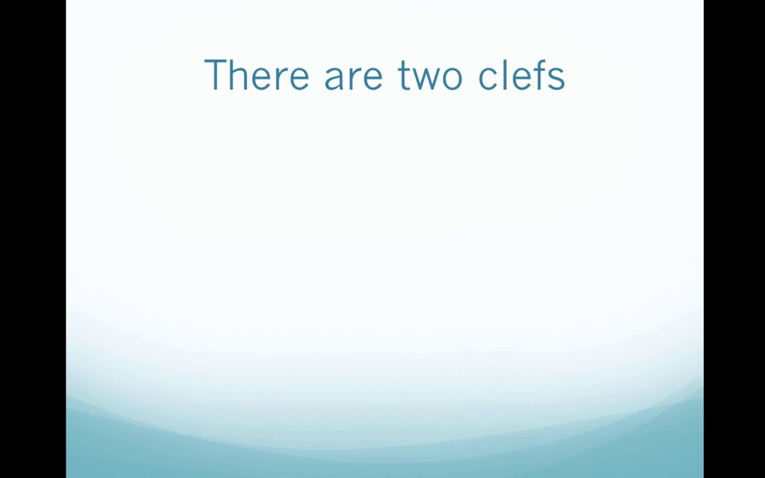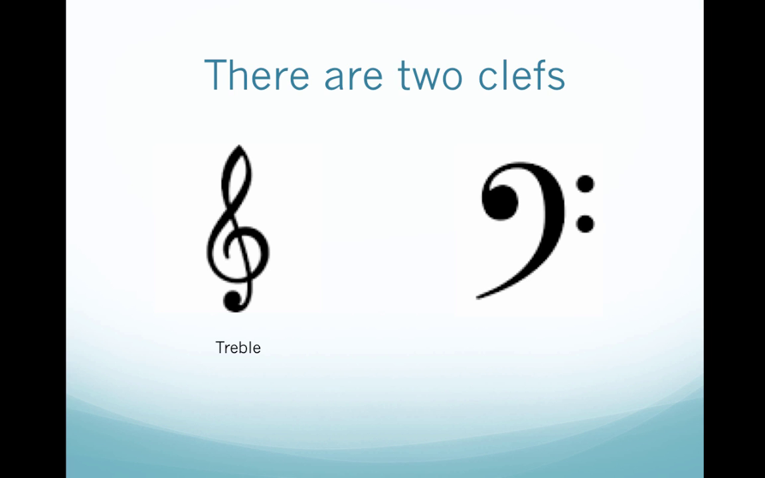There are two clefs, this one known as treble, and this one known as bass. Treble is sometimes called the G clef, while bass is sometimes called F. And I'll explain why in just a moment. So, this swirl tells you what line or space is named G, hence why it's called the G clef. Since the swirl goes around this line, that line is G.